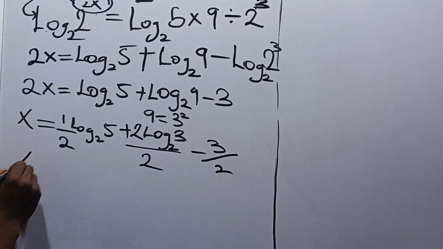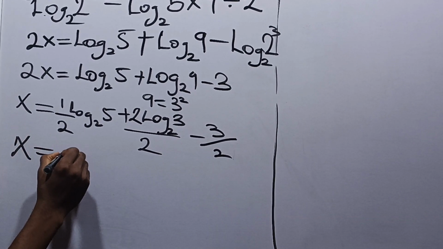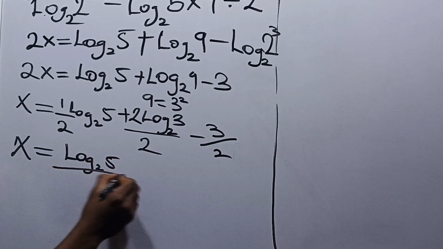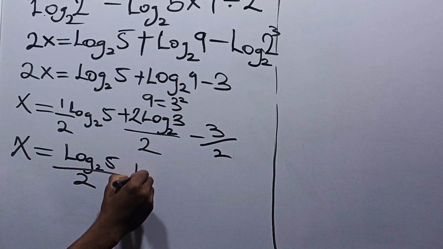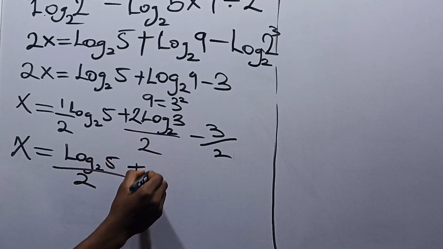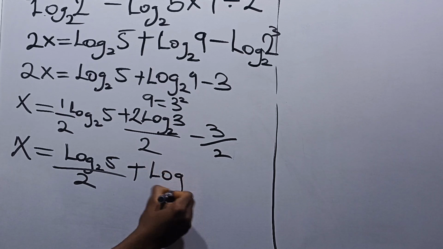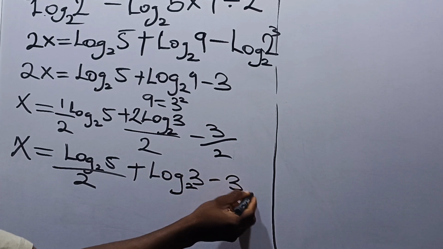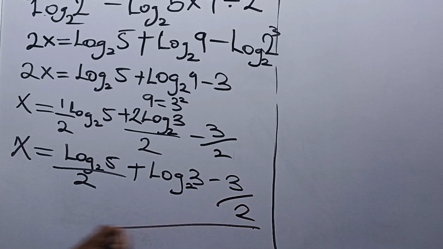So from here our x will now become equal to logarithm in base 2 of 5 over 2, plus logarithm in base 2 of 3, minus 3 over 2. So this becomes our final answer to this question.